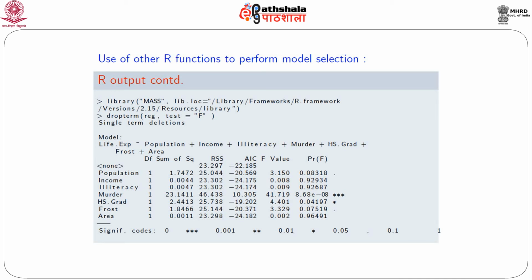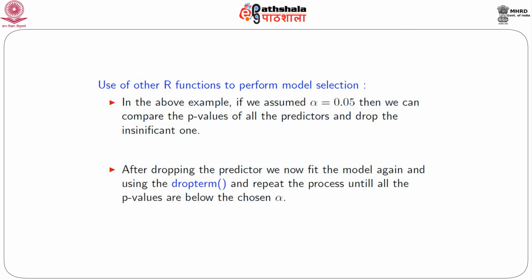We have the sum of squares corresponding to each of the predictors that we have, the AICs and the F values, and based on the F values we can decide on which predictors are significant and which predictors are not. And we also have the corresponding p values for each of these F values, which will make the comparison of the p values along with our alpha easy to retain the ones that are significant. In the above example, we assume that alpha equals 0.05, then we have compared the p values of all the predictors and dropped the insignificant ones.